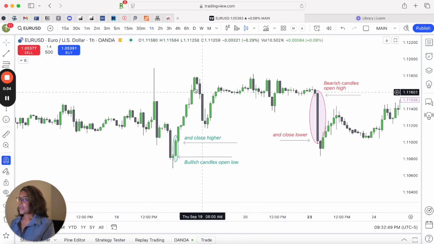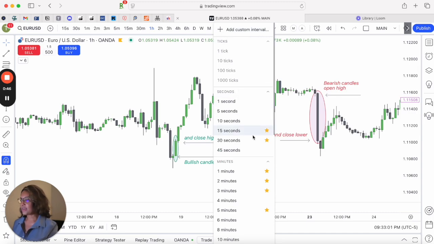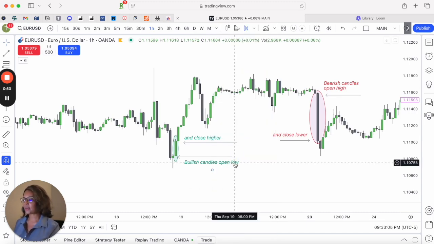All right, and I have already set my chart up for the 1 hour time frame. So remember to click on 1 hour, or go over to this little time interval drop down menu, and go down until you get to 1 hour and click on that.